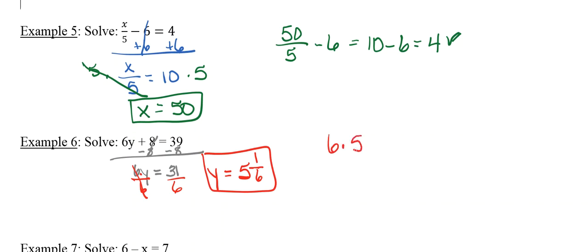6 times 5 and 1/6 plus 8. We have to multiply 6 times 5 and 1/6. 6 times 5 is 30. 6 times 1/6 is 1. 30 plus 1 is 31. 31 plus 8 is 39.